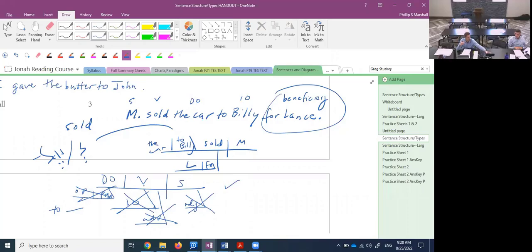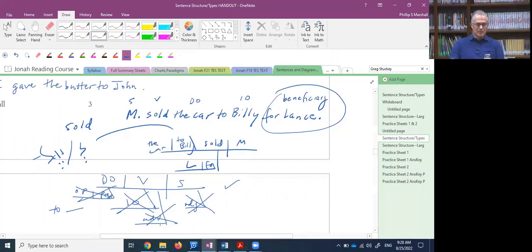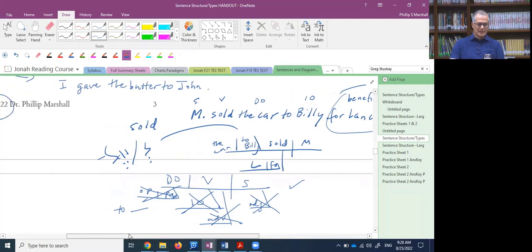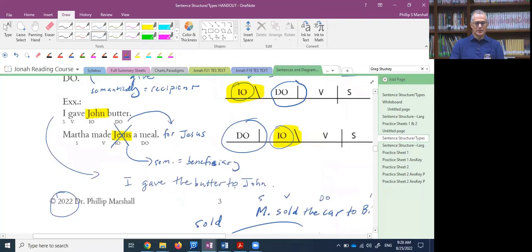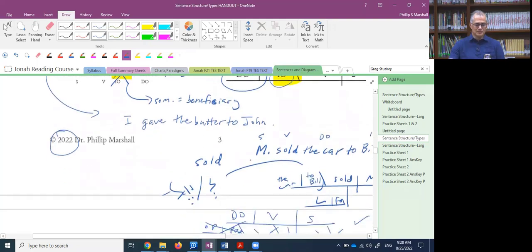Mm-hmm. Now we're doing all of these examples in English just because I think it's a lot easier to get the diagramming concepts by using what you're most familiar with to learn the hard stuff, and once you've got that, then we'll layer the Hebrew element on. Okay.